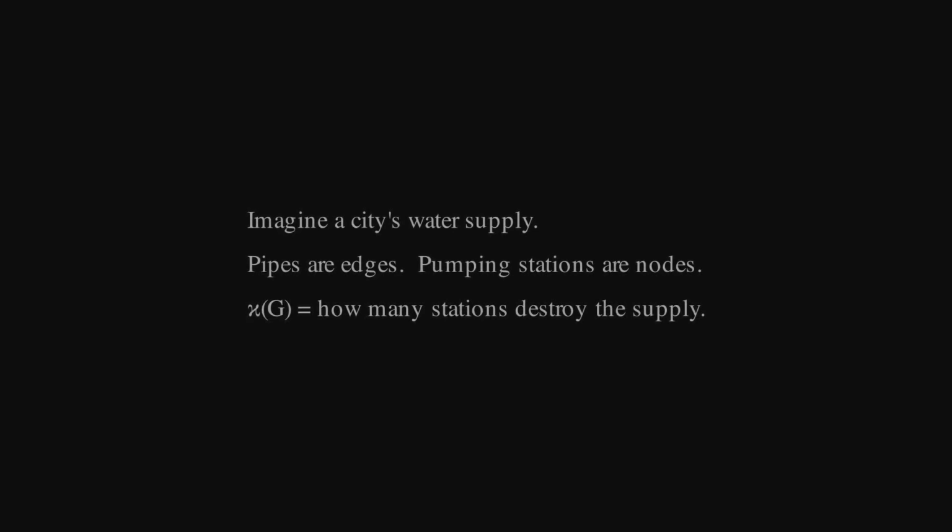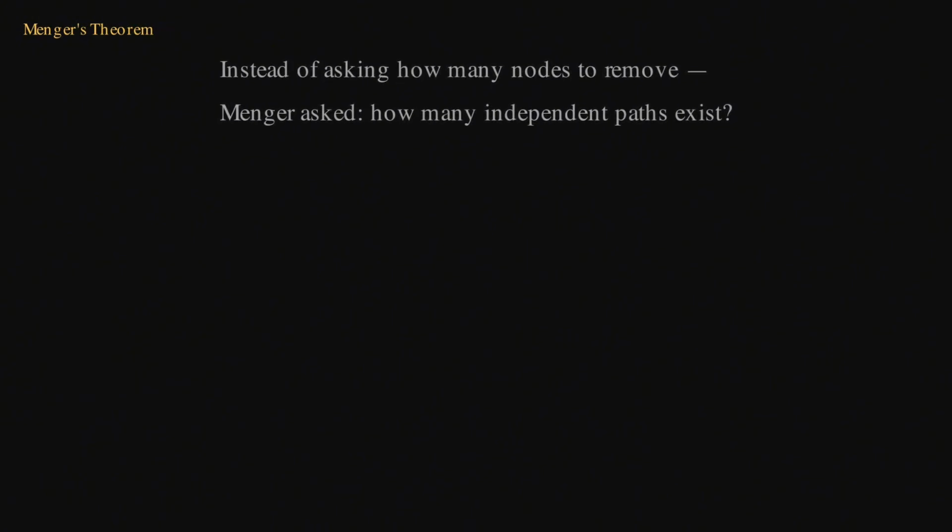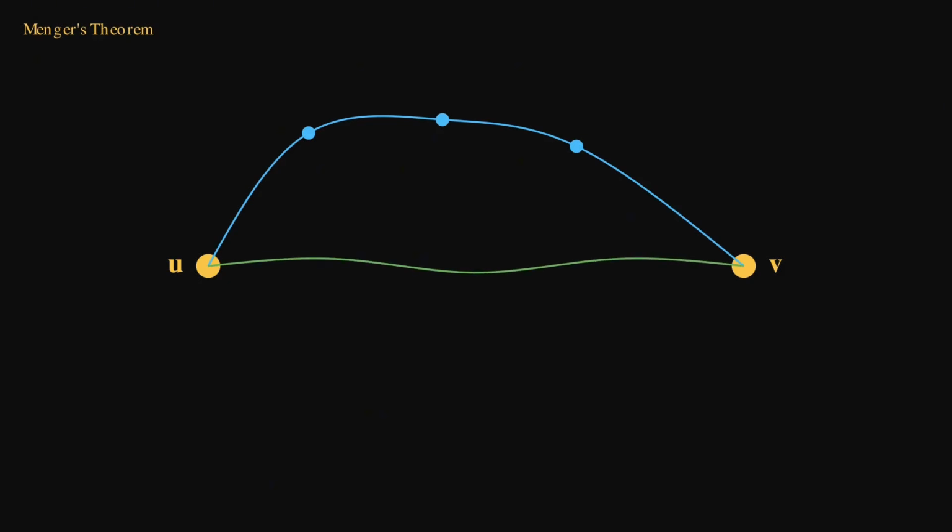Now here's where it gets beautiful. In 1927, a mathematician named Carl Menger asked a different question about the same structure. Instead of asking how many nodes you need to remove, he asked, how many independent paths exist between two nodes? Independent paths. Paths that share no nodes in common. Completely separate routes from A to B. And his theorem says this. The maximum number of independent paths between any two nodes equals the minimum number of nodes you'd need to remove to disconnect them.